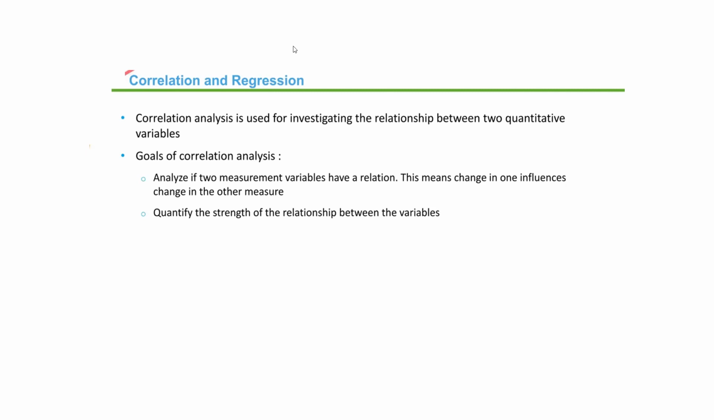The first thing that we need to understand is correlation and regression. Correlation is used for investigating the relationship between two quantitative variables. Quantitative variables means two variables or two columns or two sets of data where both of them are measurable. In other words, they are numeric in nature. So we'll look at an example of that. Goals of correlation: analyze if the two variables have a relation. This means a change in one influences the other measure.